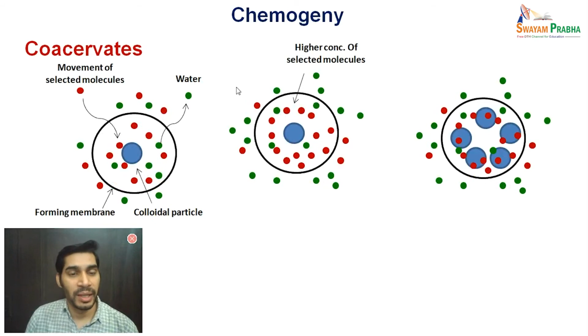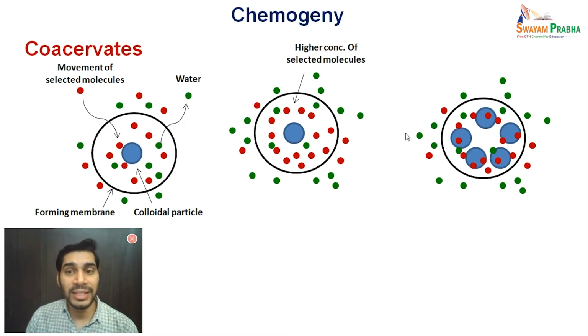Observe this diagram. Now consider this as a coacervate. A colloidal particle is there, and as I said, there can be special conditions when it can form. So here the condition is the concentration of solute. Selected molecules are getting in and the water molecules are getting out, and this is sort of a membrane. When there is a high concentration of selected molecules, you can see this red dot which represents the solute molecule, they are getting inside. The water molecule is more outside.